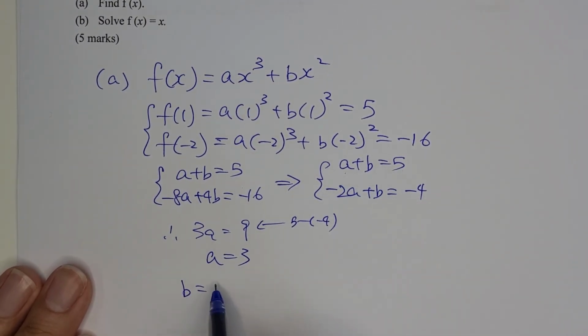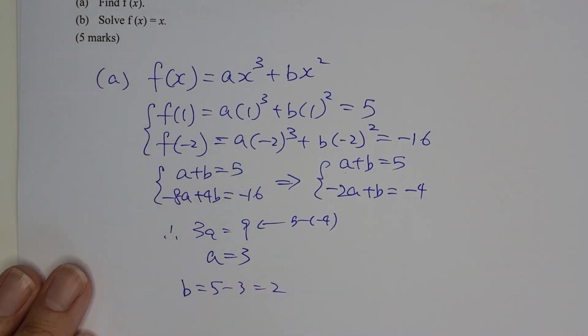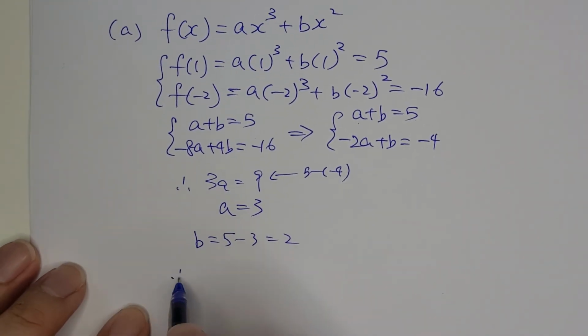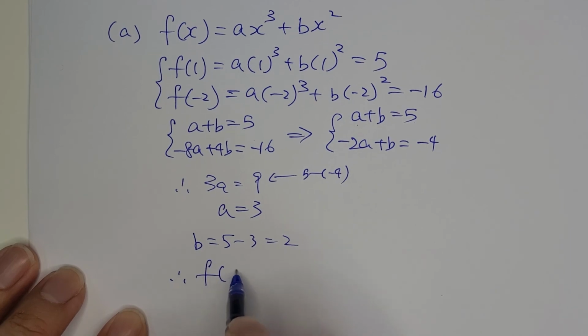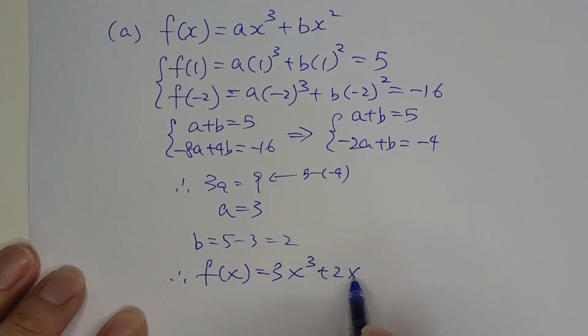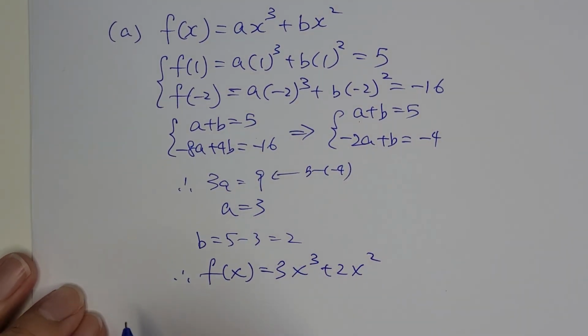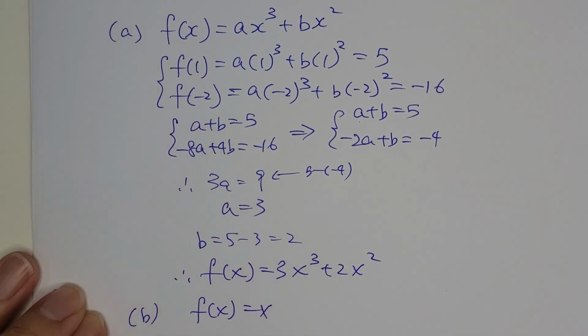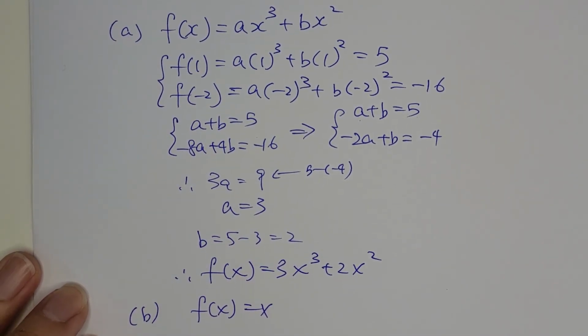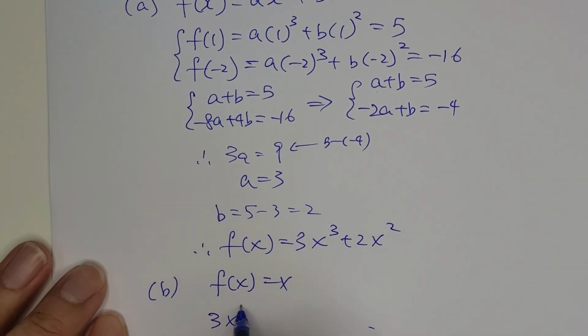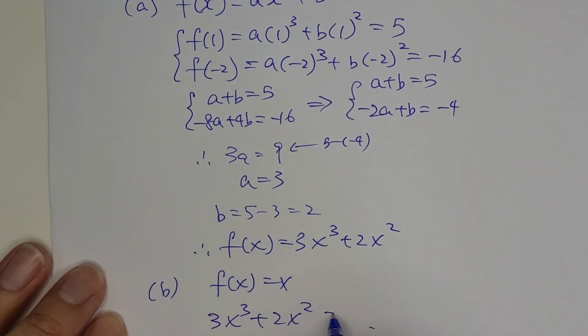When you get a equals 3, b is simple. 5 minus a, 2. Therefore, f(x) can be written as 3x cubed plus 2x squared. Let's finish part A. And part B, you need to solve f(x) equals x. So, 3x cubed plus 2x squared equals x.